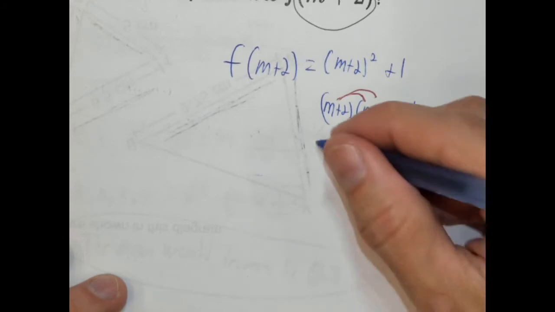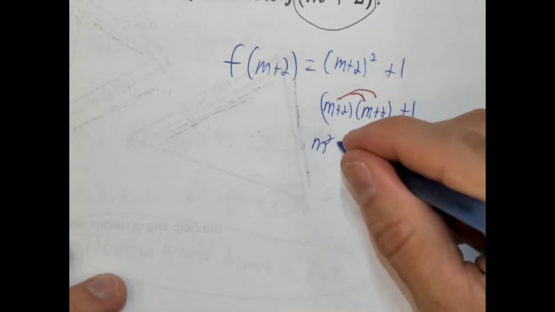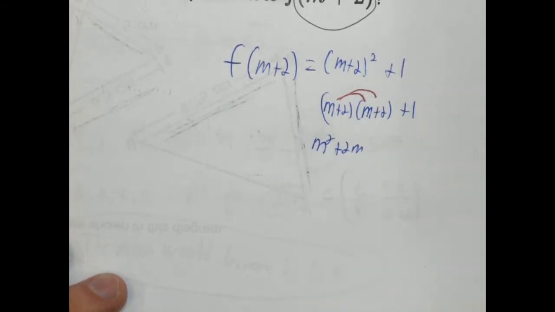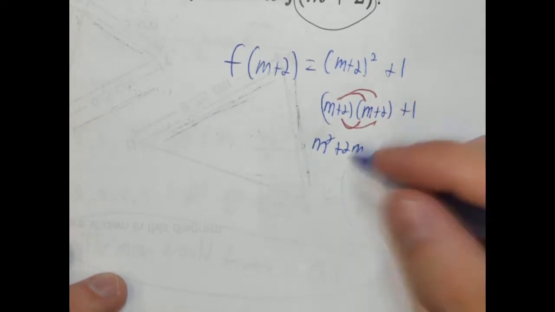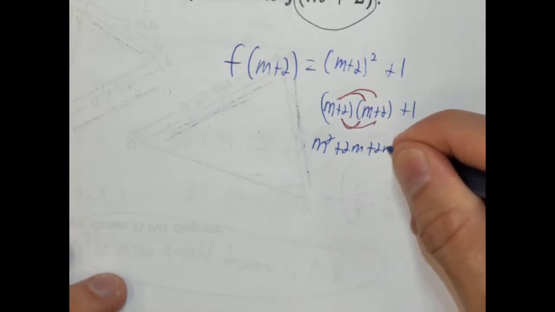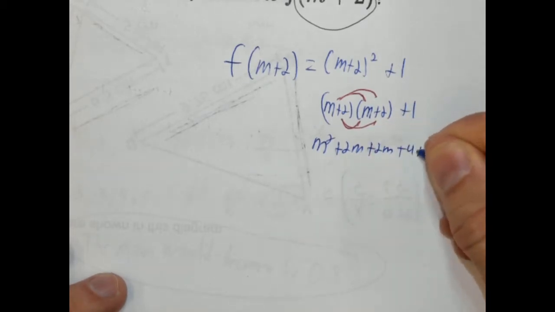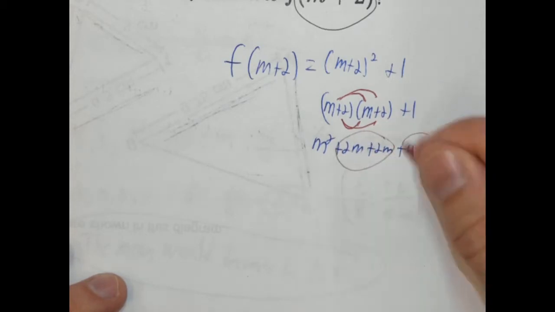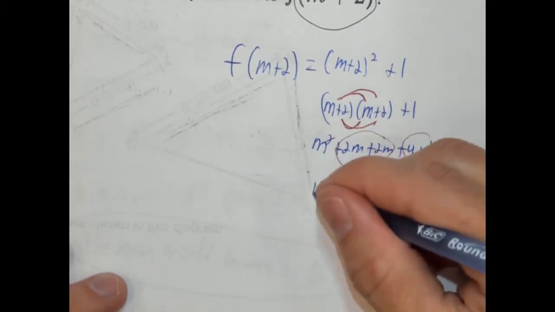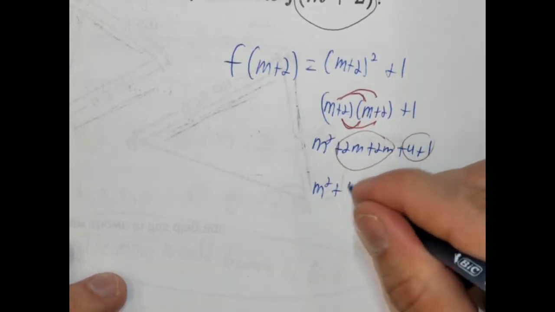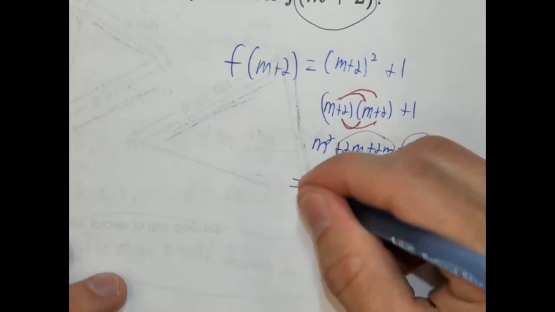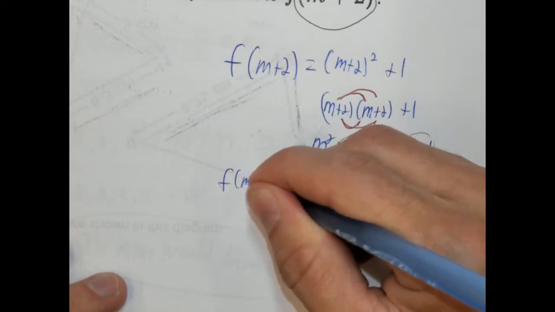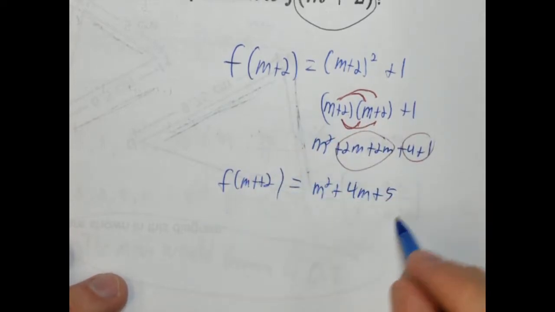So m times m is m squared. M times 2 is 2m. Now we're going to distribute this 2. So 2 times m is 2m, and 2 times 2 is 4. And now we're going to combine like terms, which is this and this. So bring down the m squared, and then 2m plus 2m is 4m, and then 4 plus 1 is 5. And that should be f of m plus 2 equals this.